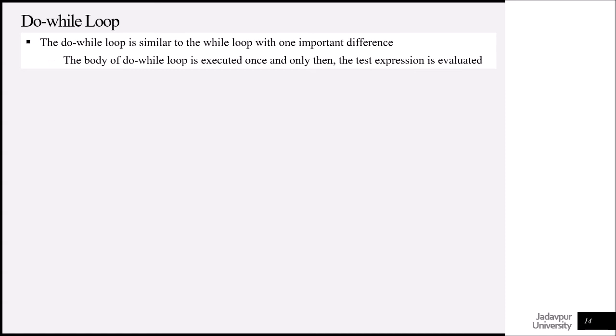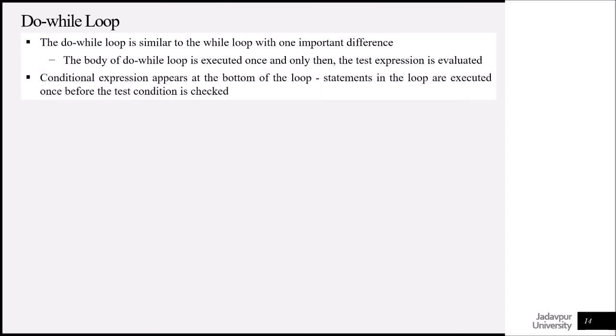Let us now talk about the third iterative structure, which is known as the do-while loop. This loop or iterative structure is similar to the while loop with a major and critical difference. Here, the test condition appears at the bottom of the loop, that is after the body of the loop. So, the statements within the loop need to be executed first, and then only the test expression is encountered and evaluated.